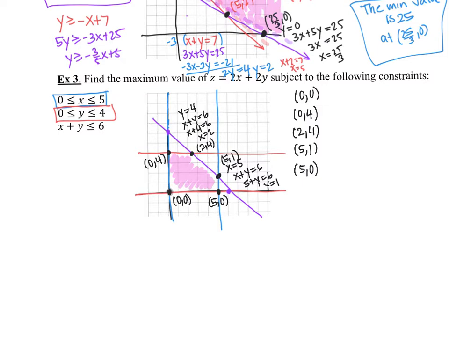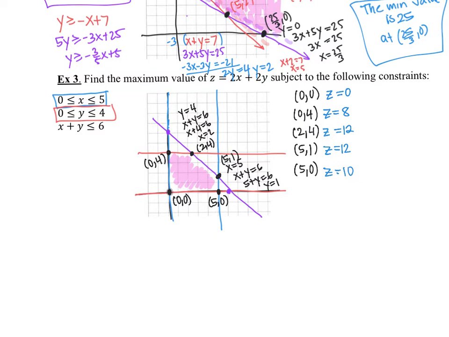Okay, I told you you don't have to show the plugging in work, but you need to show what it equals to. So 2 times 0 plus 2 times 0 is 0. 2 times 0 plus 2 times 4 is 8. 2 times 2 is 4. 2 times 4 is 8. 4 plus 8 is 12. 2 times 5 is 10. 2 times 1 is 2. 2 times 5 is 10. So I got 0, 8, 12, 12, and 10.